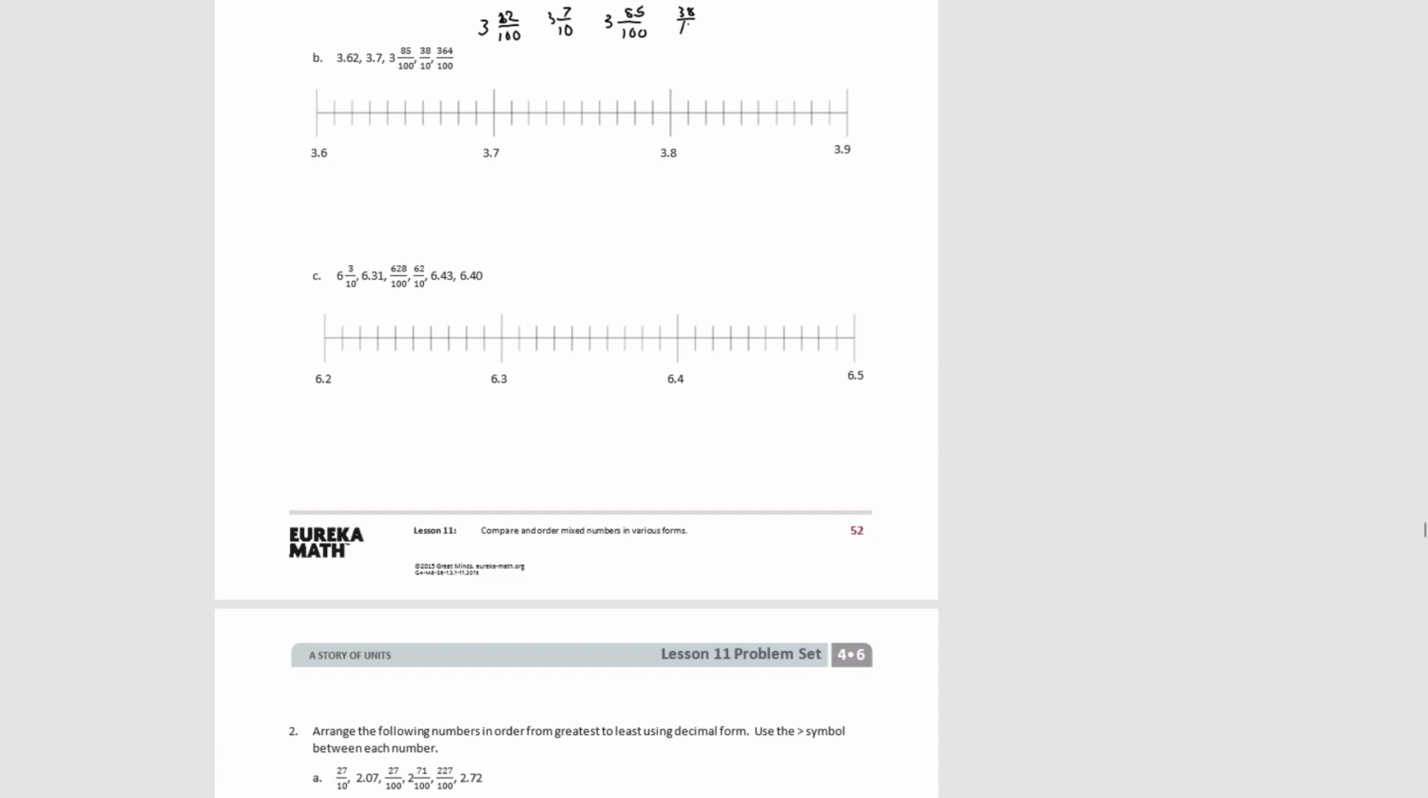38 tenths, but I'm going to turn this right now into a mixed number. And the same with 364 hundredths. I'm going to turn this into a mixed number. And now I'm going to turn all of the fractions in tenths into hundredths.